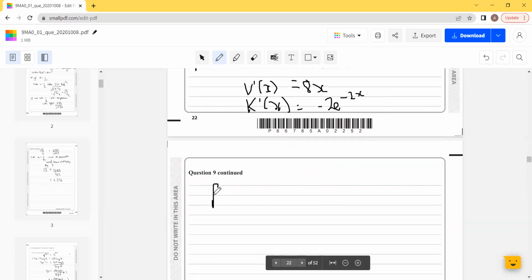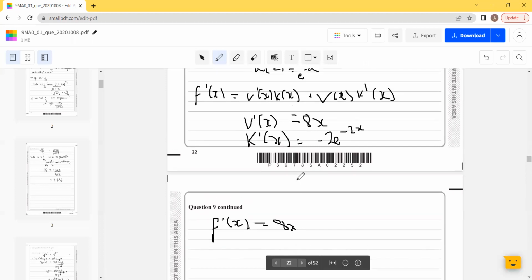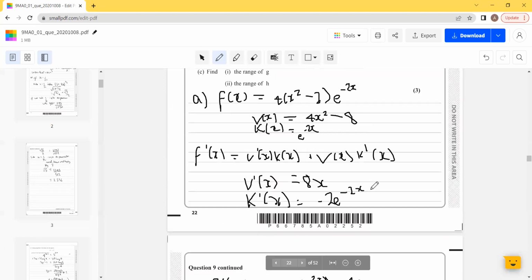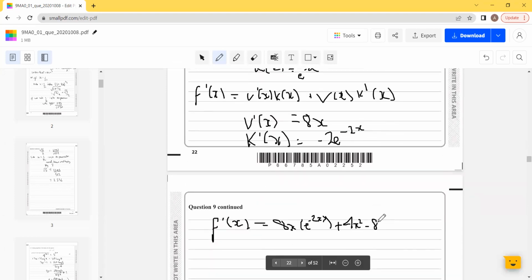Now we can use our formula. So f dash x is equal to 8x multiplied by k of x, which was e to the minus 2x, plus 4x squared minus 8 multiplied by minus 2 times e to the minus 2x. Okay, now we can expand and simplify this.